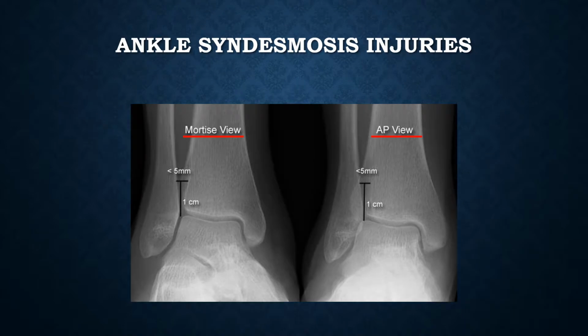Here we can see how much easier it is to visualize that tibiofibular clear space on a mortise radiograph as compared to the AP view. Remember that a mortise view is not typically included in a standard X-ray series, but usually has to be specifically requested. These are films taken of an uninjured ankle, as the tibiofibular clear space is measured at 5 millimeters, which is less than the normal 6 millimeters.